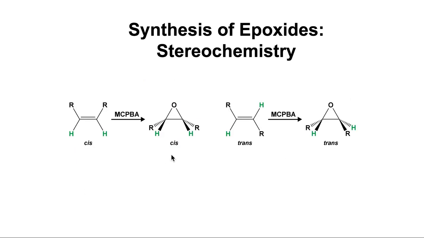The stereochemistry is conserved. What that means is that when we treat an alkene with MCPBA, if both of our hydrogens are pointing towards the same side, if the double bond is cis, then the product will be cis. Or if the alkene is trans, meaning that both hydrogens are on opposite sides, the final product, the epoxide, also will be trans, in the sense that the hydrogens won't be pointing in the same direction. Now, what is interesting about epoxides is how we open them.